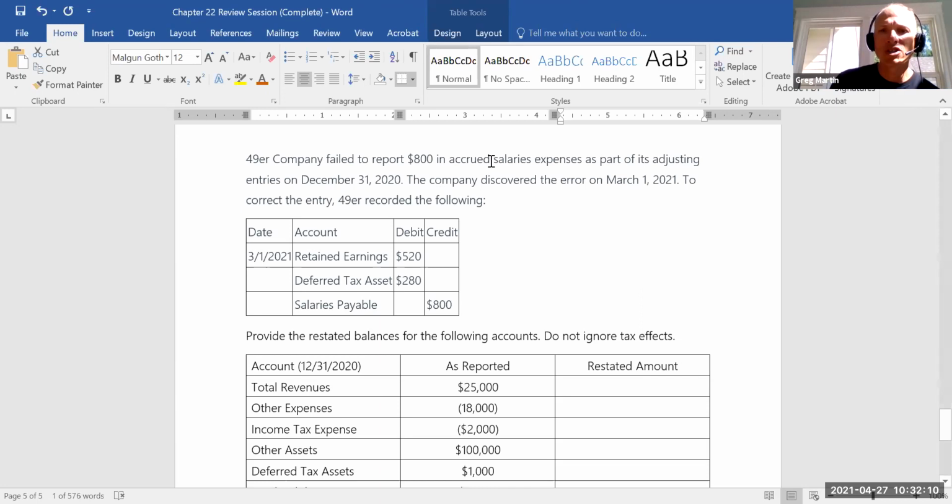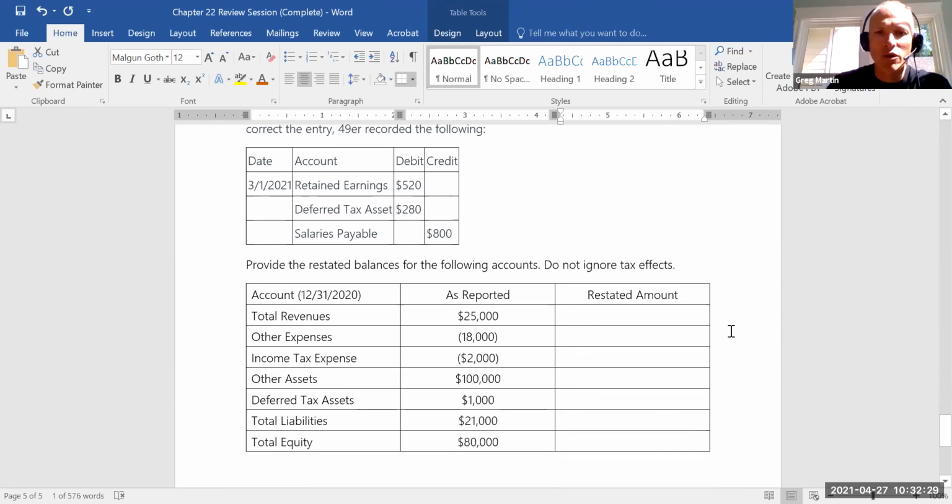And so, we had some accrued salaries expense. They forgot, they missed it. They should have reported it. They didn't. And then they discover it and they're like, okay, shoot, we need to fix this. And this is the way that they fixed it. This is the correct journal entry. And so now we have to take this correct journal entry and we've got to figure out, okay, how would that show up in our restated financial statements? And so let's start with our total revenues. What would we report as our restated total revenues given this mistake?